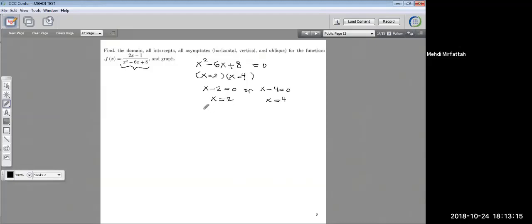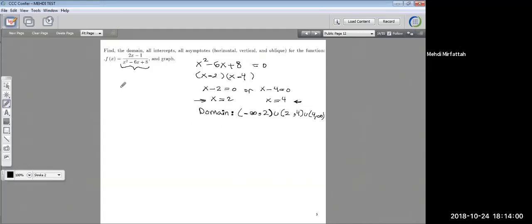So what that means is my domain would be all the numbers from negative infinity to 2, not including 2. So I'm going to use the parentheses here. And then continues from 2 all the way to 4, not including 4. And then from 4 to positive infinity. That would be my domain. Just by finding those values, we can find the domain.